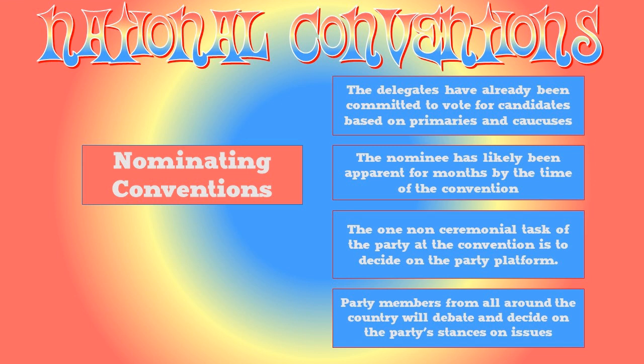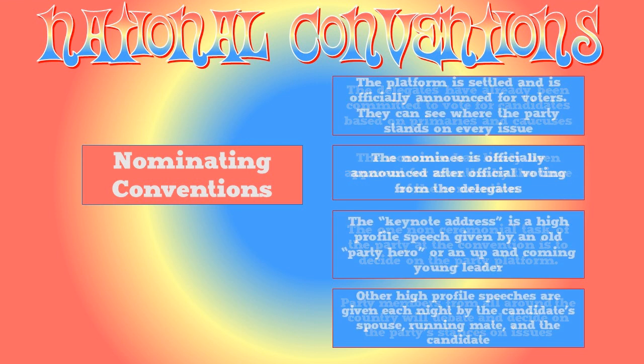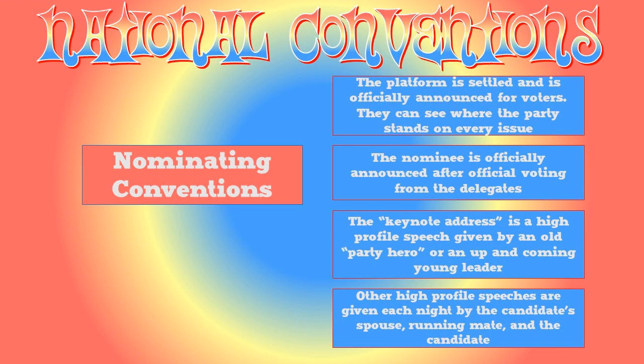The one official thing they do is they decide on the party platform. So they make decisions and they vote on what the party's stances will be. And party members from all around the country have to debate and agree on a certain list of issues that they're going to say their party will put into effect. So at the party's big nominating convention, they're going to settle on the platform, and they're going to announce the platform for voters. They're going to officially say this person is the nominee, and that's when we drop the balloons and we get all excited.